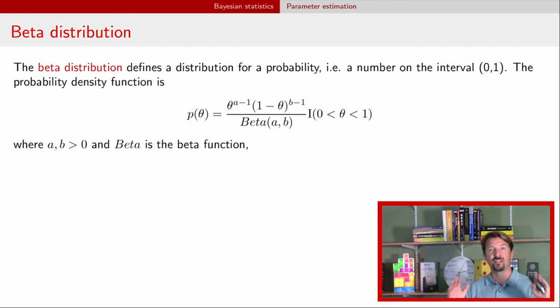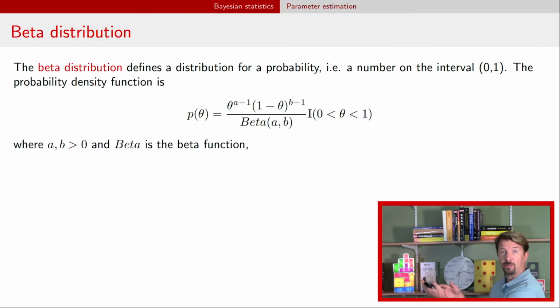The probability density function right here looks a little bit complicated. First off, the indicator just tells you it needs to be between 0 and 1. On the left side, you can see this theta raised to a power and 1 minus theta raised to a power. So between the support and that mathematics, theta raised to a power, 1 minus theta raised to a power, that's how you recognize a beta distribution.